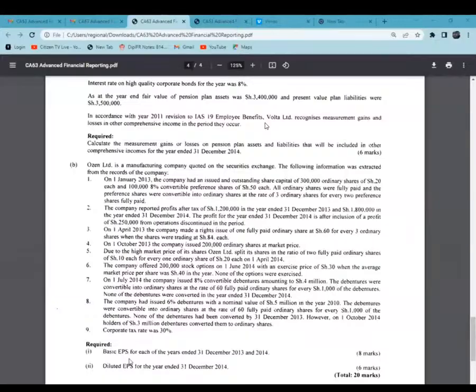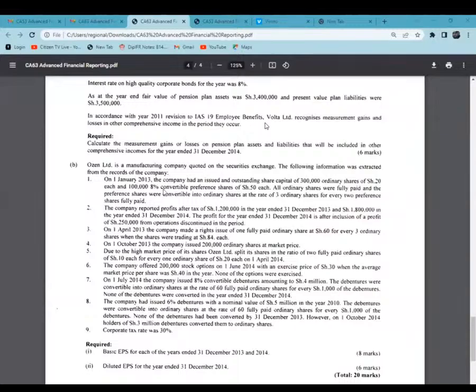So, ladies and gentlemen, we are told here, Ozeni Limited is a manufacturing company quoted on the Securities Exchange. The following information was extracted from the records of the company. On 1st January 2013, the company had an issued and outstanding share capital of 300,000 ordinary shares of shillings 20 each and 100,000 8% convertible preference shares of shillings 50 each. All ordinary shares were fully paid and the preference shares were convertible into ordinary shares at the rate of 3 ordinary shares for every 2 preference shares fully paid.